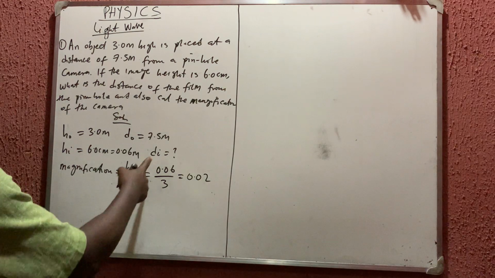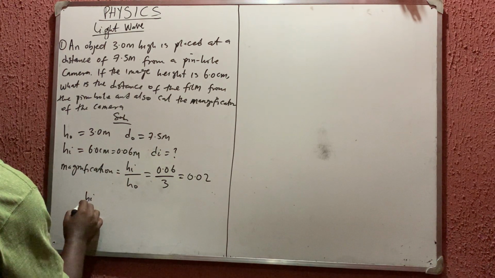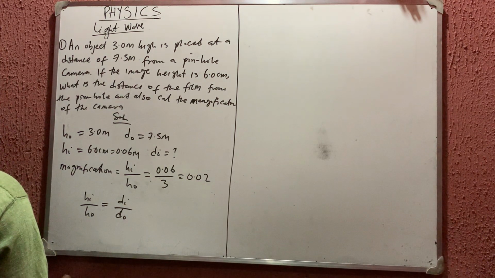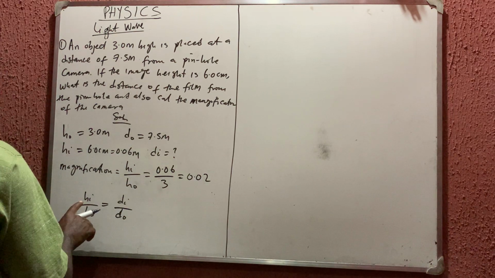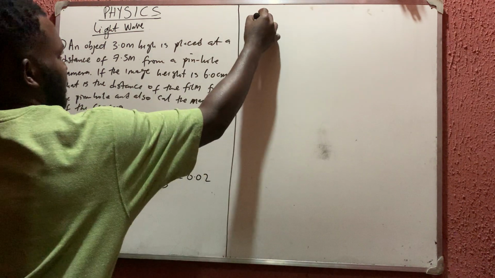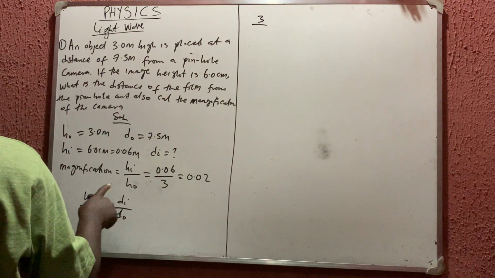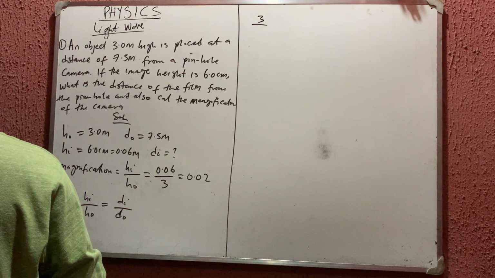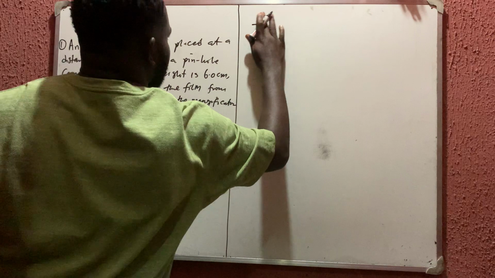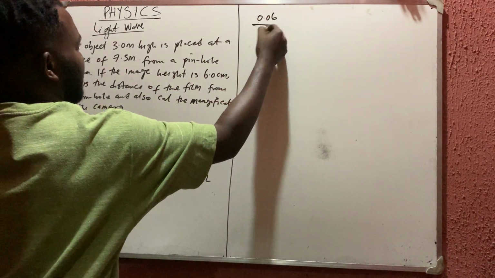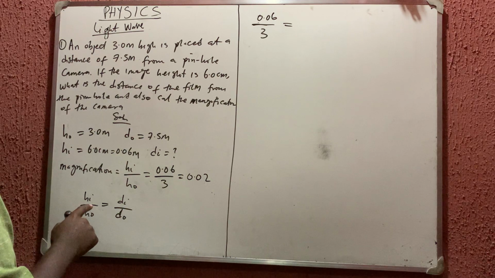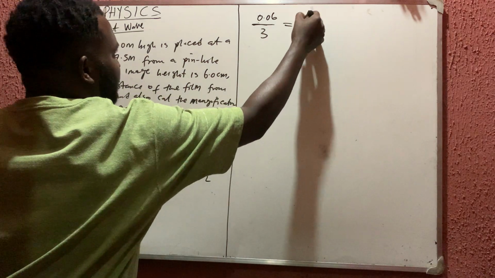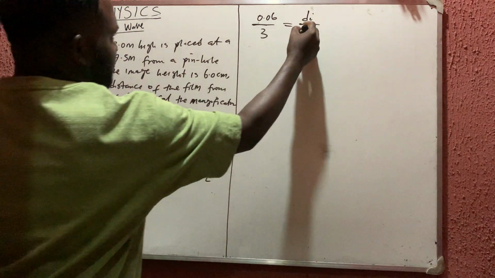But another formula I need to know to calculate this one is that the image height over the object height is equal to the image distance over the object distance. Very simple formula. So let us put everybody in now. The image height is 0.06, the object height is 3, so 0.06 divided by 3 is equal to the image distance, which is what I'm looking for, over the object distance. The object distance is 7.5.